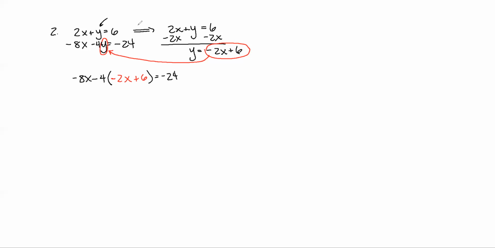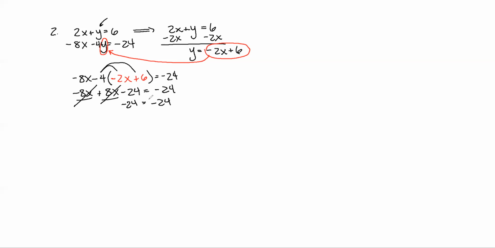Okay, so now let's go ahead and distribute. So we have a negative 8x. Make sure you distribute a negative 4, so this becomes a positive 8x minus 24 equals negative 24. And now something special happens with this one. If we combine like terms, those x's actually cancel out because they're opposites. So we get negative 24 equals negative 24.